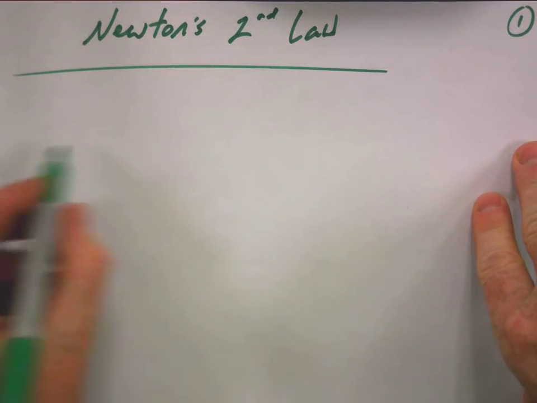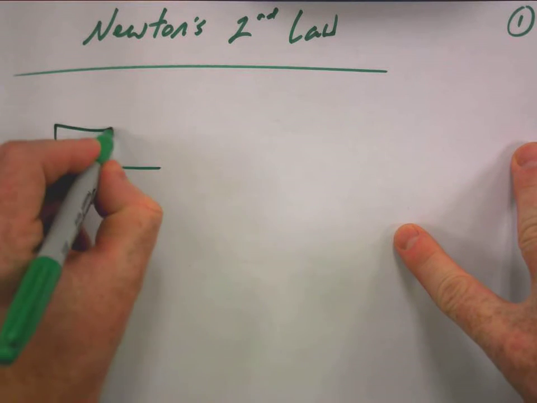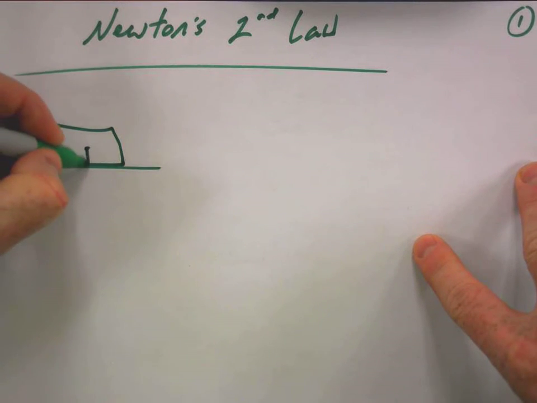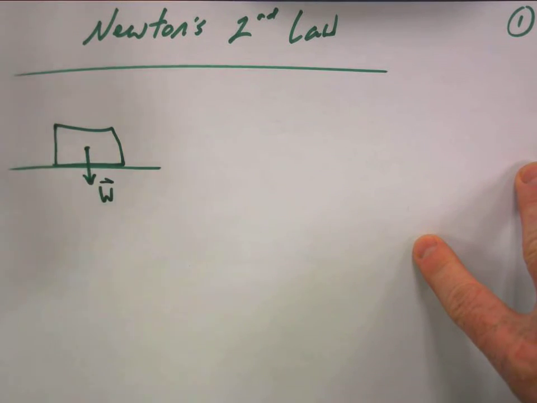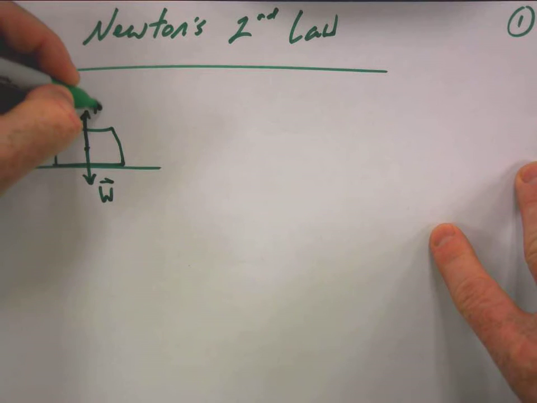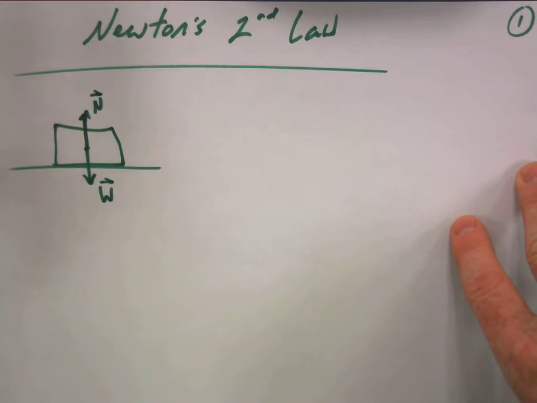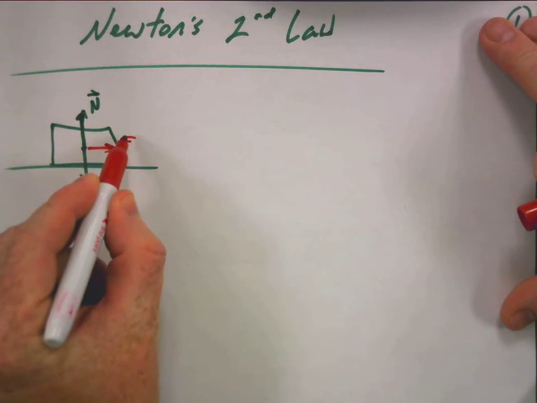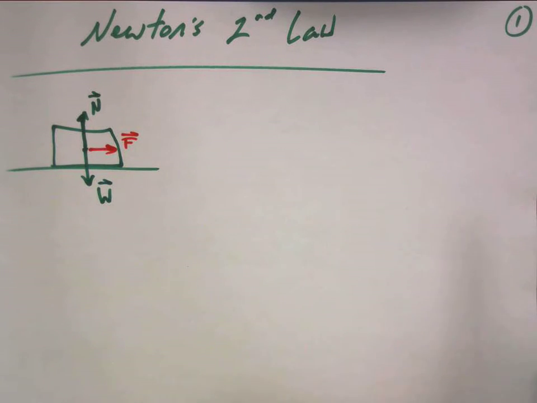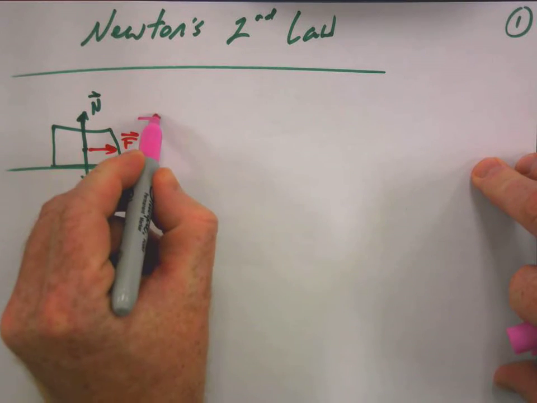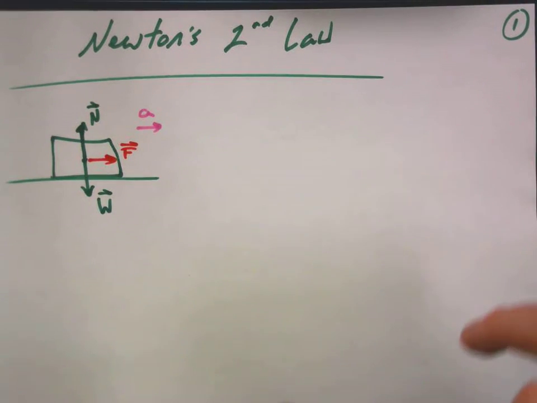Let's look at an example. If we have whatever object we have, what are the forces acting on this object? We have weight pulling straight down. There is the support force, or the normal force, pushing straight up. And let's say we apply a force to it to the right. Well, what we know is going to happen is there will be an acceleration, because this is an unbalanced force. So we will have an acceleration in that direction.